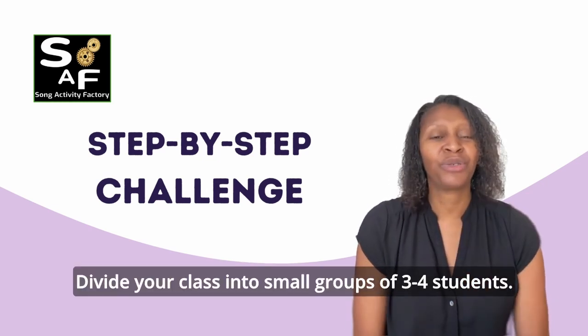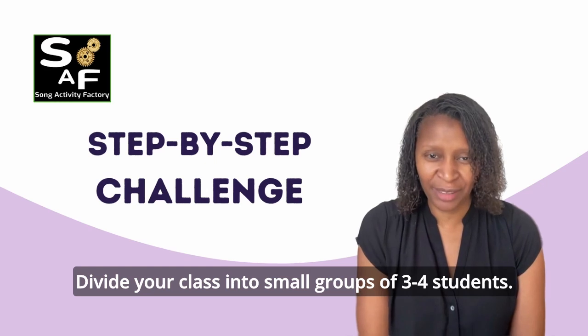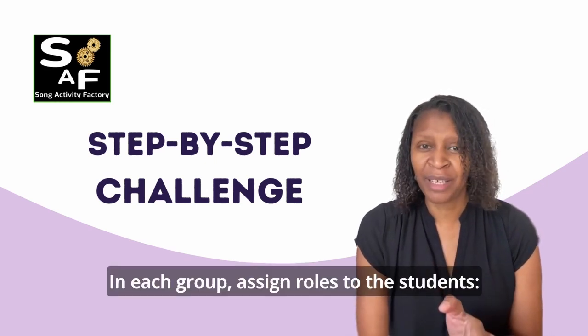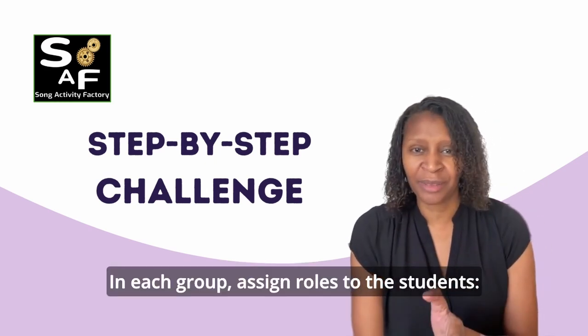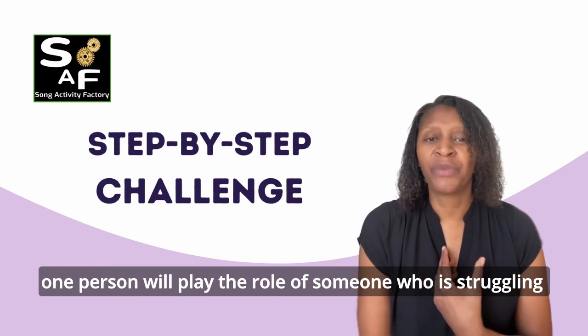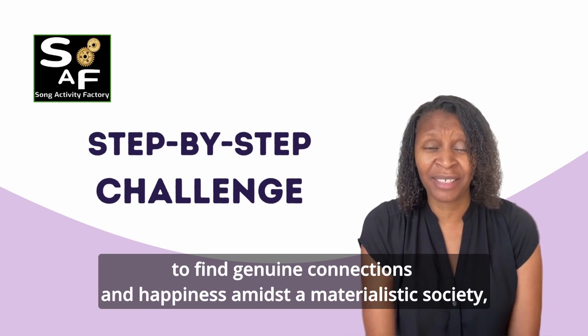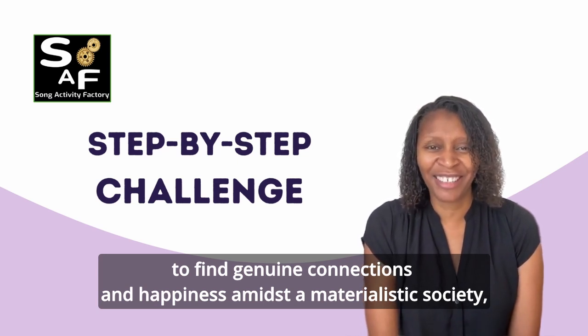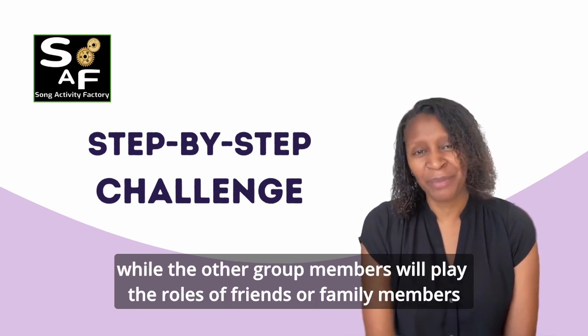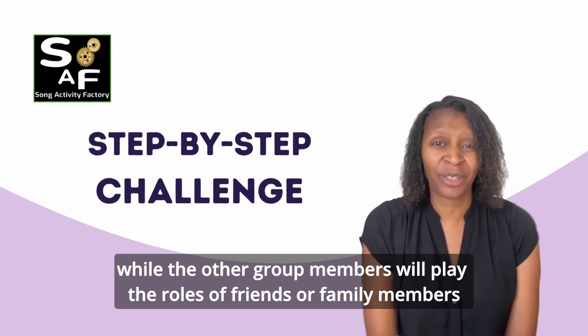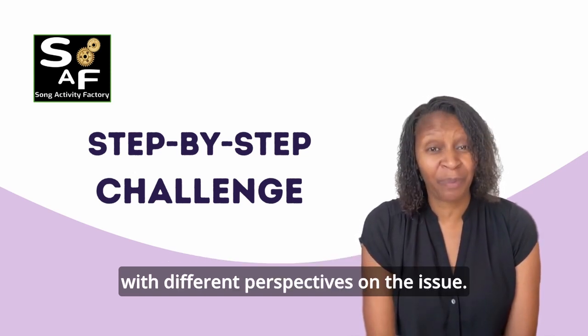Divide your class into small groups of 3 to 4 students. In each group, assign roles to the students. One person will play the role of someone who is struggling to find genuine connections and happiness amidst a materialistic society, while the other group members will play the roles of friends or family members with different perspectives on the issue.